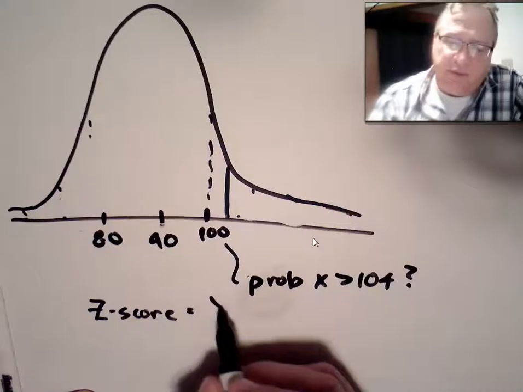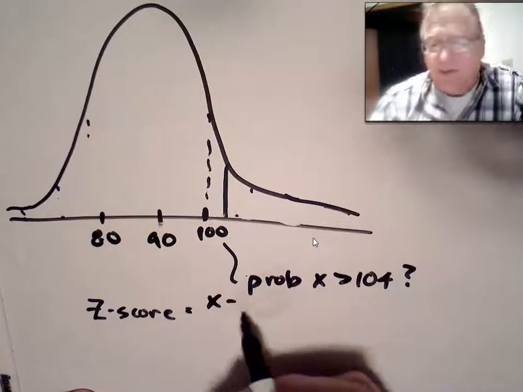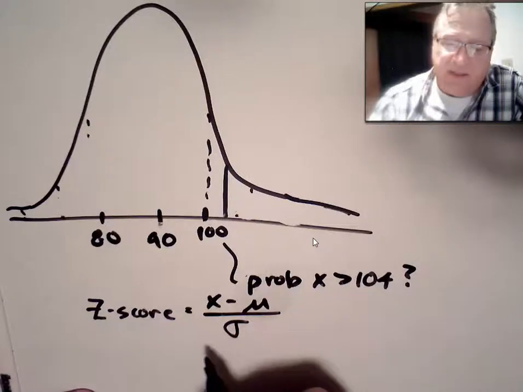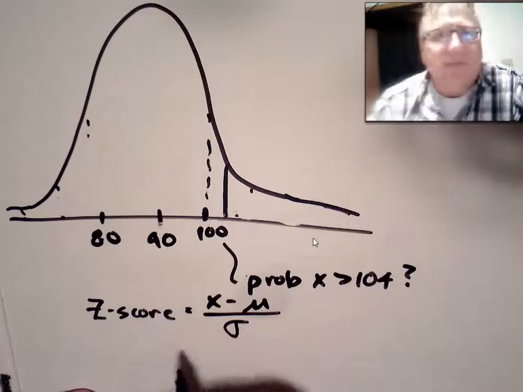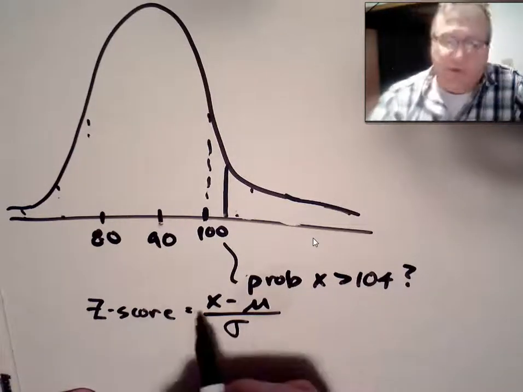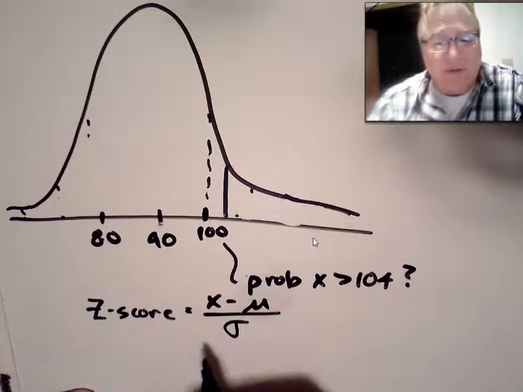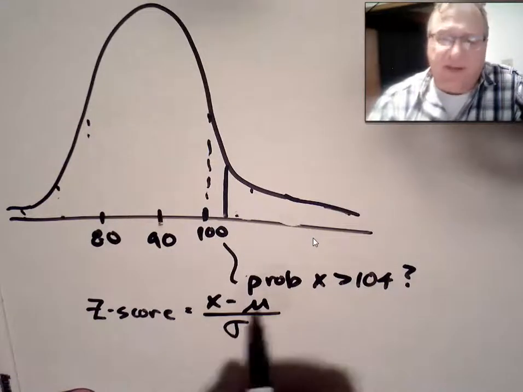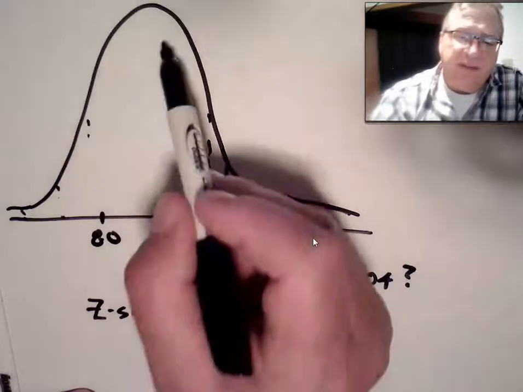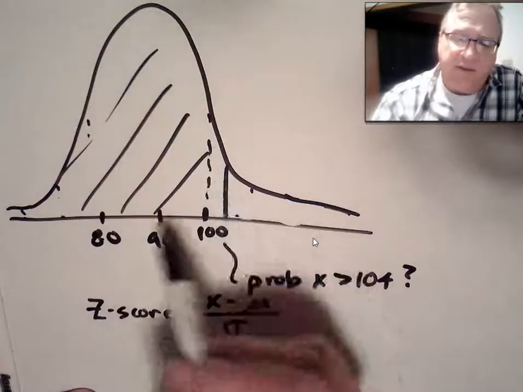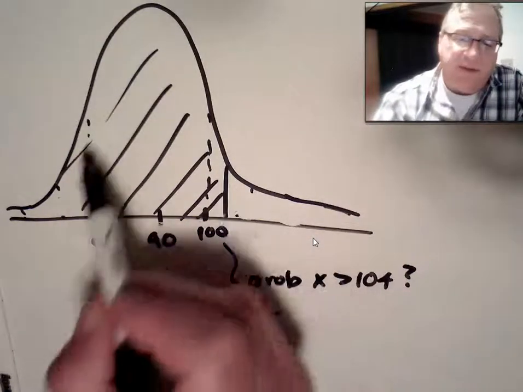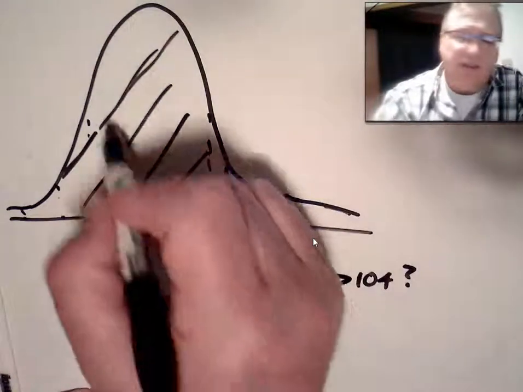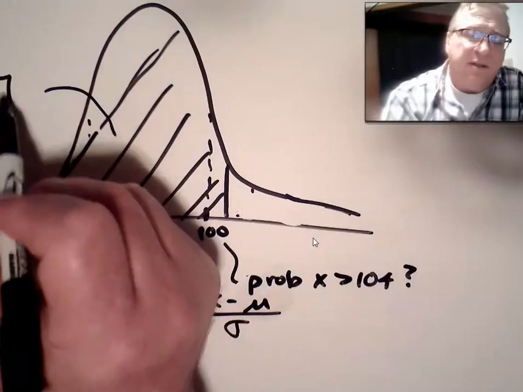Let's see, what did we do? We took our x value, we subtracted the population mean, divided by the standard deviation, and that gave us a z-score. From that, we could go into our z-score tables, and what we would find for this value is it would give us this area under the curve up to that value that we were interested in. And let's just say, for the sake of argument, that this is 76%.